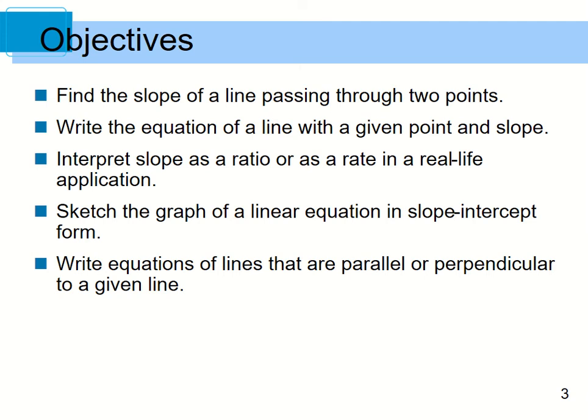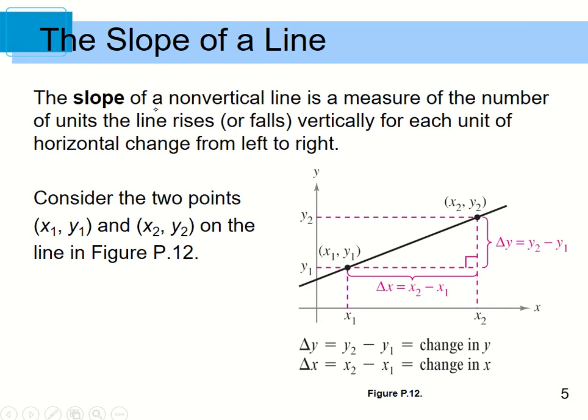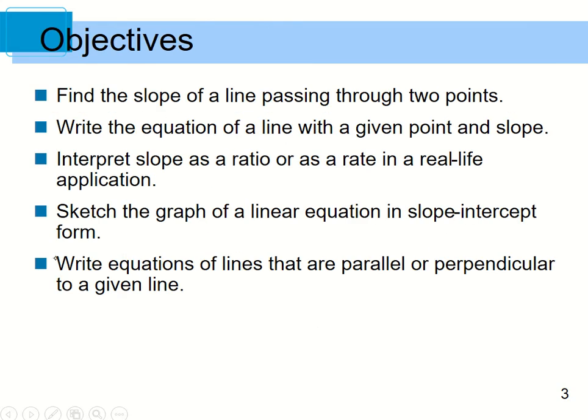Okay, welcome back. In the previous chapter, we learned about the graph of a mathematical equation. For this chapter, we are going to continue with the following 5 objectives. Objective number 1 is to learn how to find the slope when we have the line passing through 2 points. So we are going to use the 2 points to find the slope.